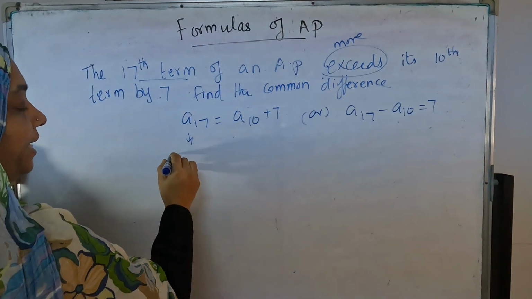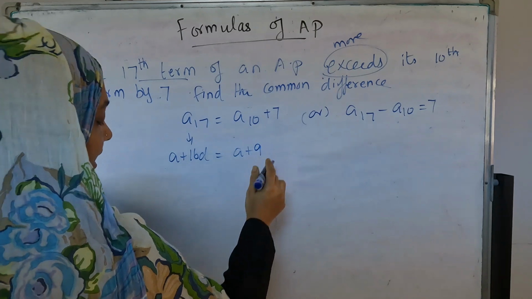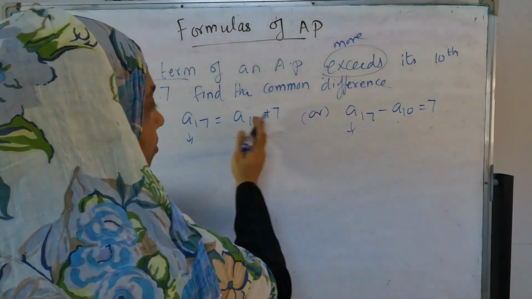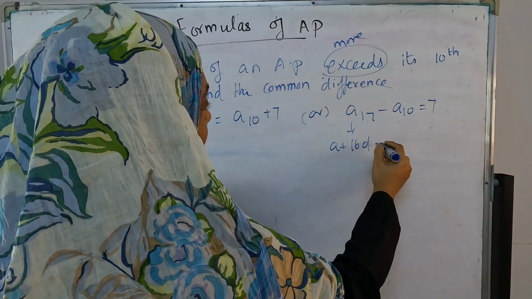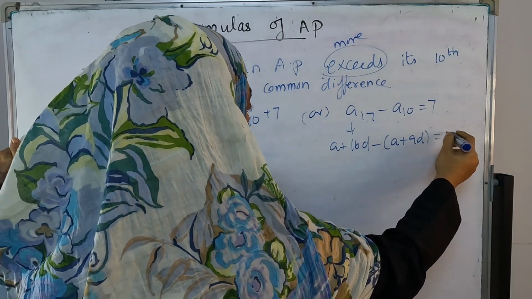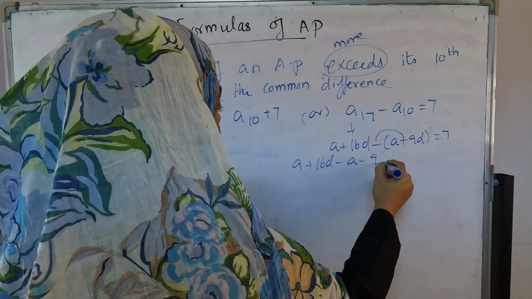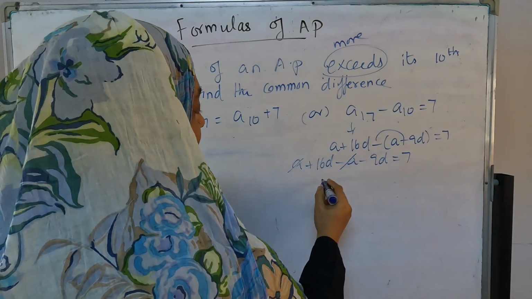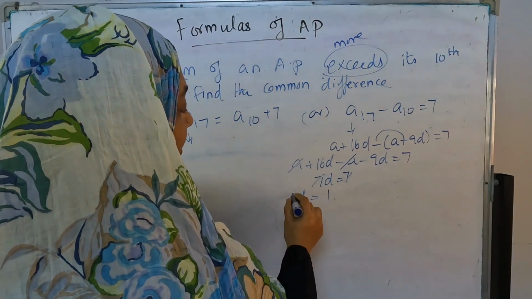Then you expand this. A17 is A plus 16D and A10 is A plus 9D. So A plus 16D minus, in bracket, A plus 9D equals 7. Bracket expand: A plus 16D minus A, plus minus becomes minus 9D, equals 7. A minus A cancelled. 16D minus 9D is 7D equals 7. So D is 1.